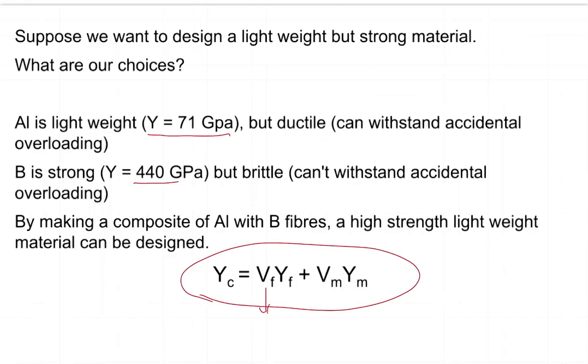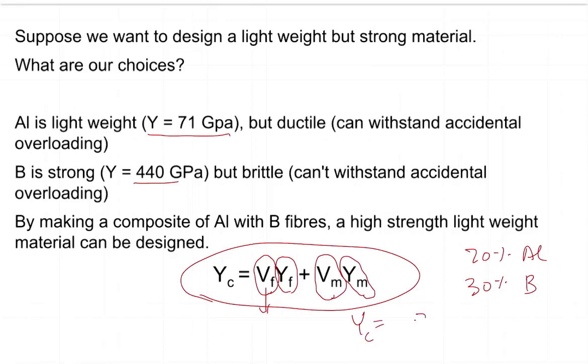This VF is the volume fraction of fiber or reinforcement. This is the volume fraction of matrix. This is the modulus of fibers. This is the modulus of matrix. In this case, let us suppose you want to make a composite of 70% aluminum and 30% boron in particulate form. Then the Young's modulus of the composite will be 0.70 multiplied by 71 plus 0.30 multiplied by 440. This will be your final modulus of the composite.